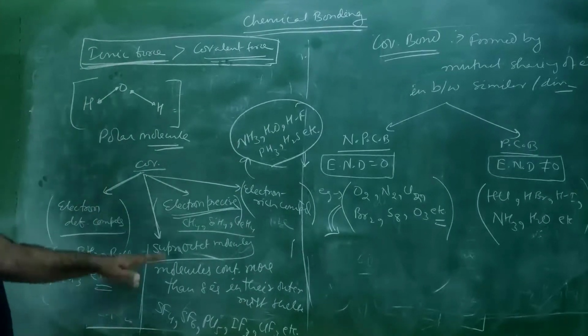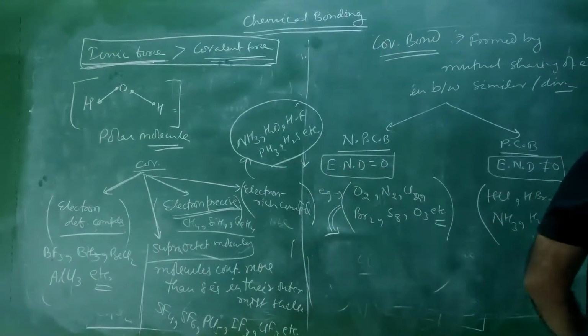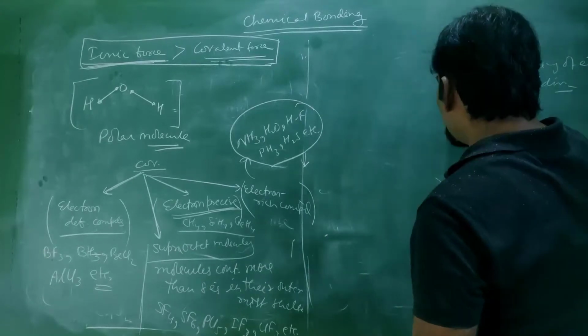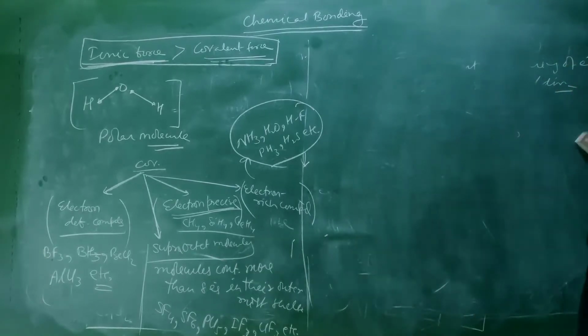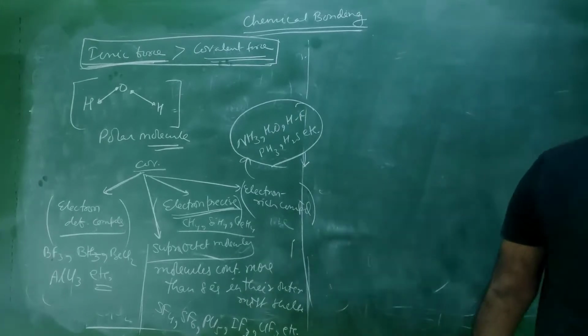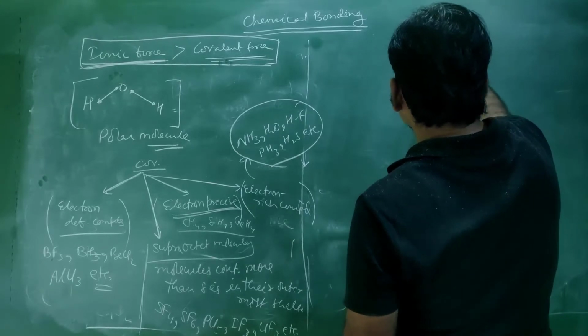So, these are the characteristics of some covalent compounds. In the next class we will go for dipole moment variations, which are again important properties of covalent compounds.